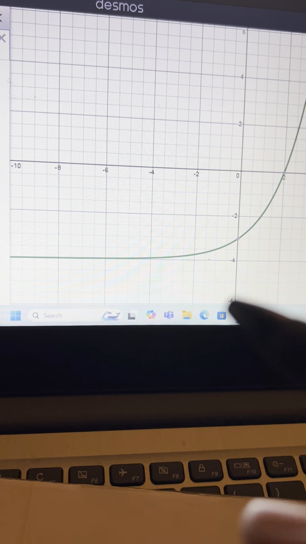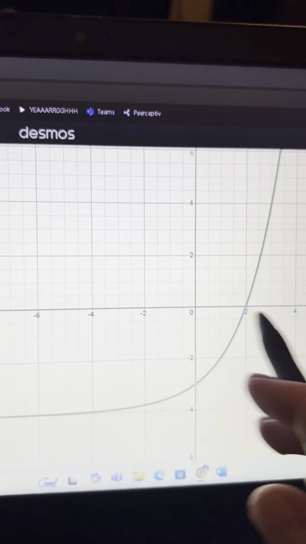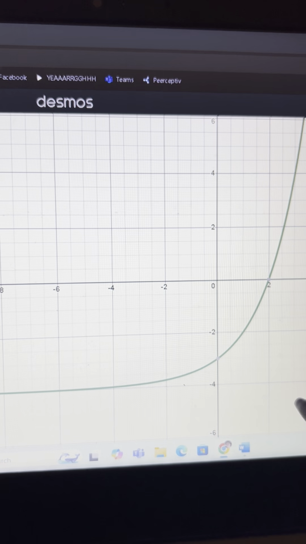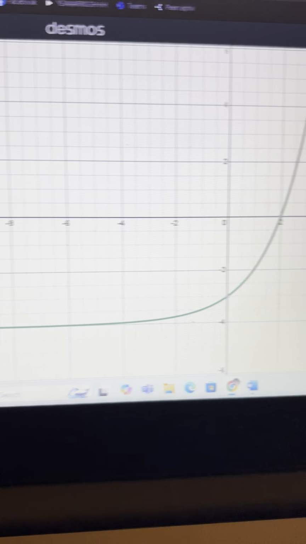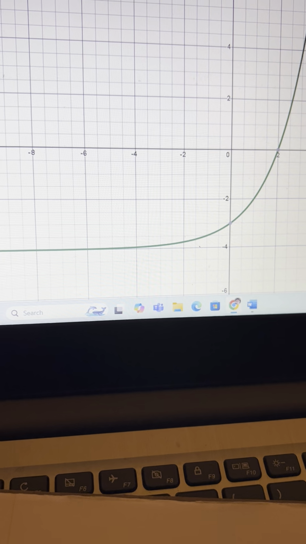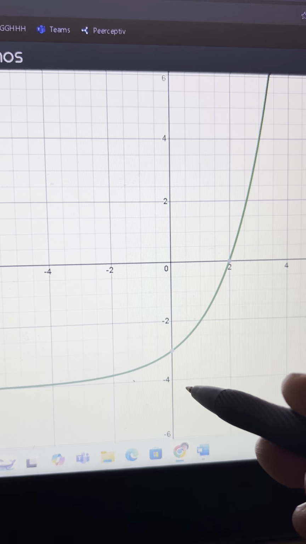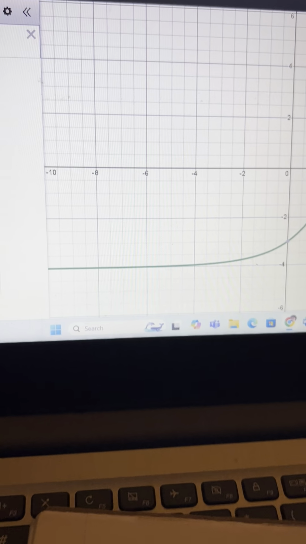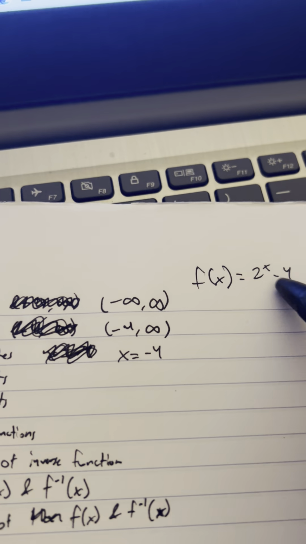Now, the asymptote is where the line will not cross. It's kind of like the invisible x-intercept, but it's just farther down where it won't cross. So that is right here, negative 4. So the asymptote is at negative 4, because the graph doesn't cross that line. Does that make sense?